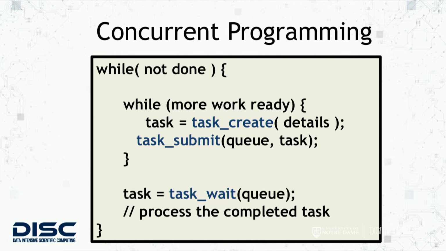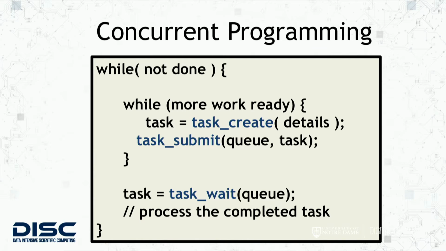Sometimes you have an application that has a large number of small and possibly dynamic tasks, which means you may want to be able to create new tasks at runtime after you look at the output of previous tasks. So to do this, we need a different kind of concurrent programming model.